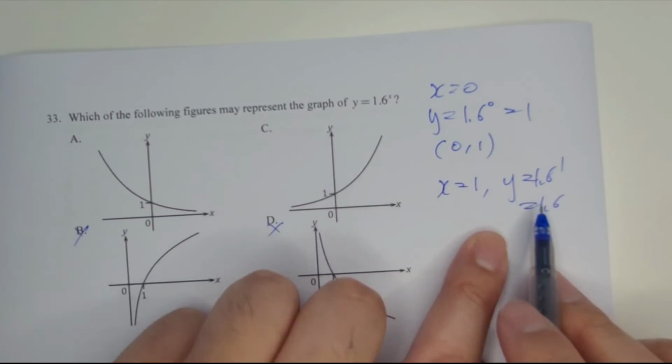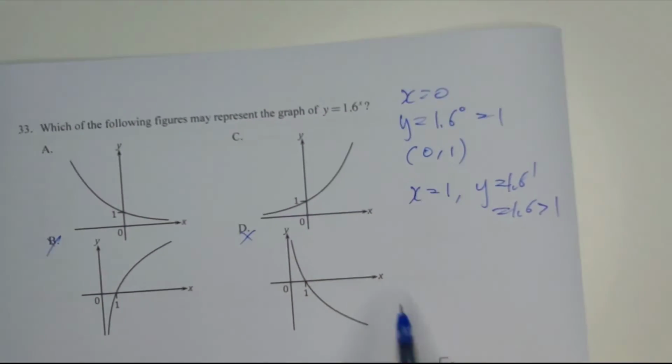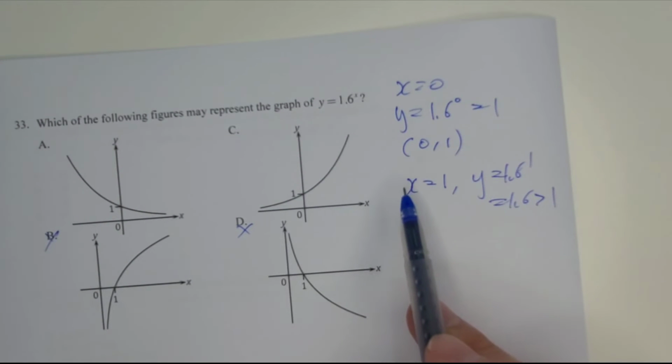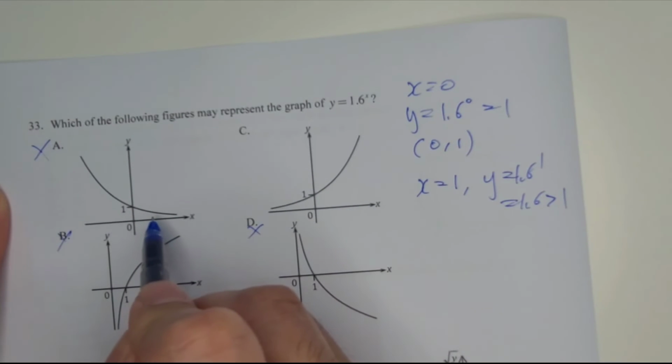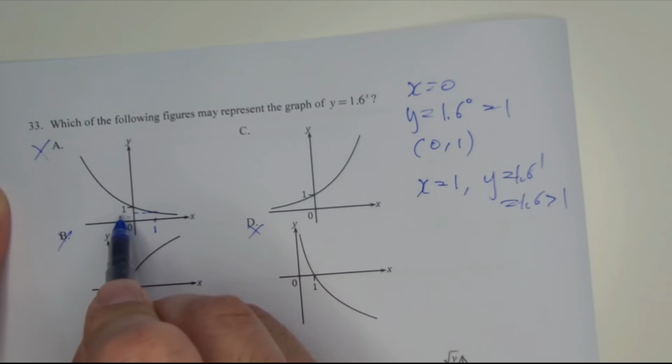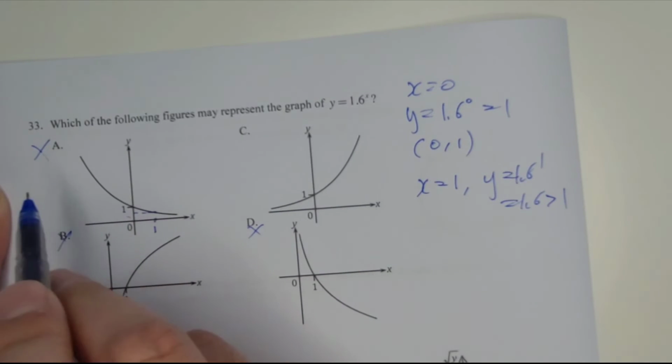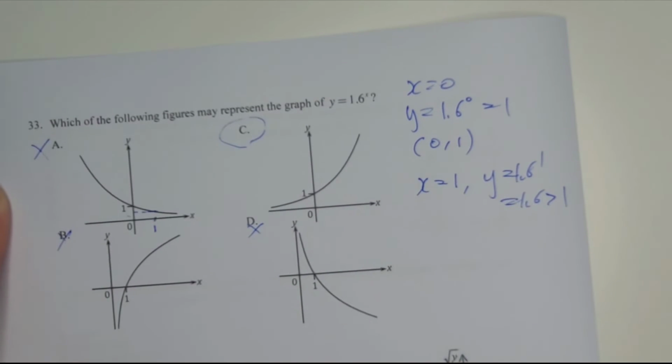So what does that mean? That means it's greater than 1. That means it will go upward from left to right. And hence, A is not the answer, because when you find that x is 1, it will be a bit lower than the height here. So A is not possible, and the final answer would be C.